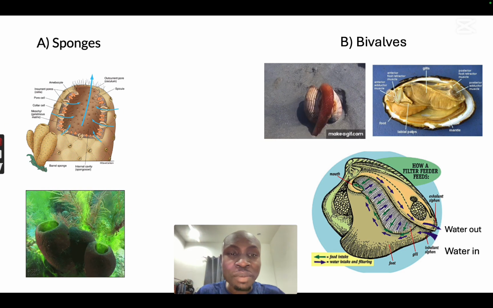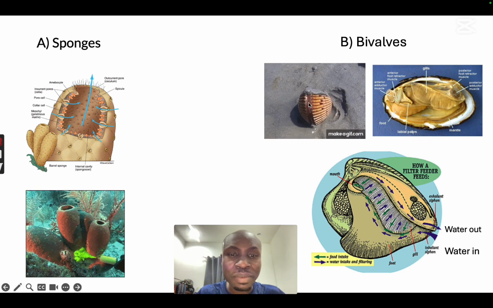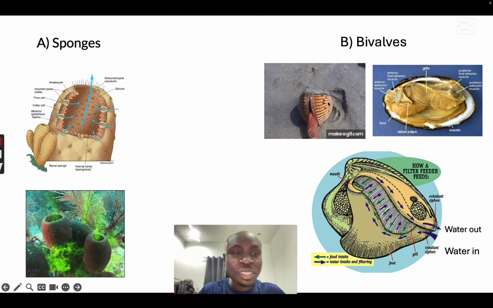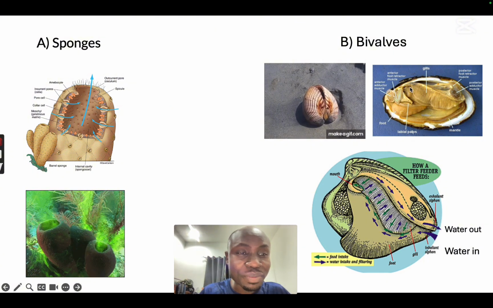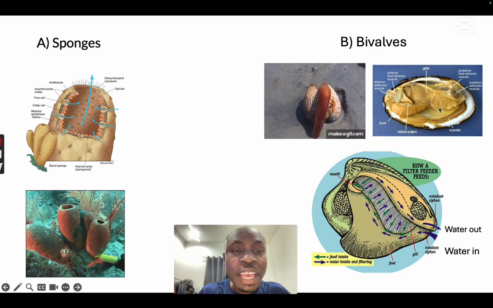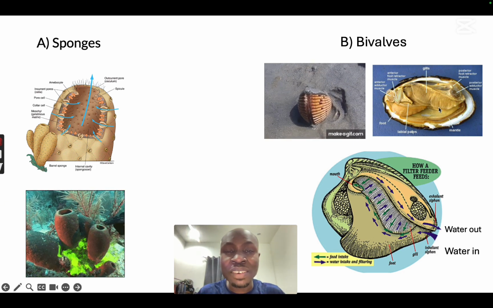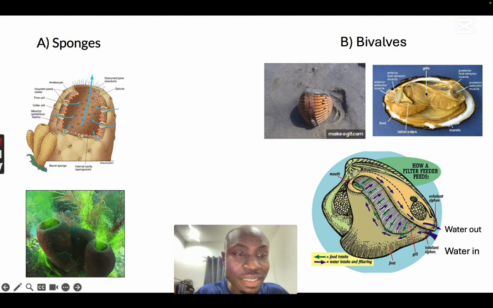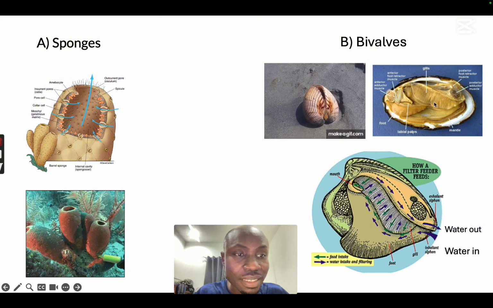Example number 2 is bivalves. This is a picture of a bivalve. If you open it up, you're going to see these structures. Which structure helps it to breathe or get oxygen? And that is the gills. This is the gills right here.